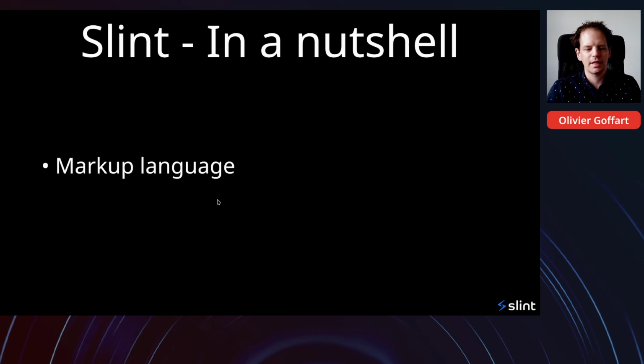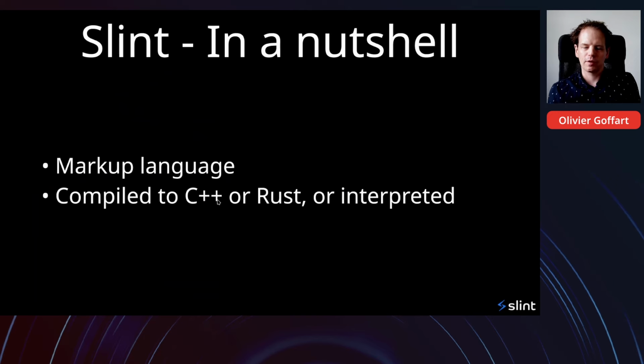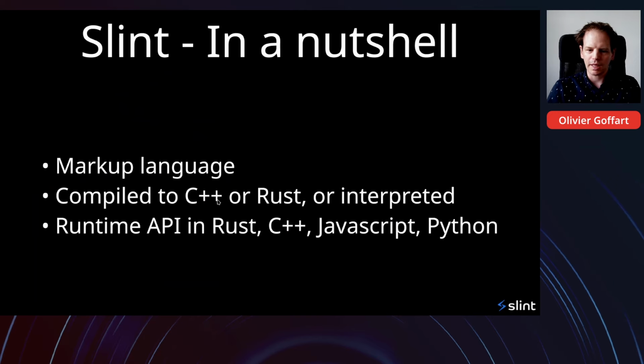In a nutshell, Slint is made out of a markup language. You describe the UI in this markup language, describing all the elements. This markup language is then compiled to C++ or Rust, or it can also be interpreted. The UI is made in this markup language, but all the logic, the programming, is done in an actual programming language, for example Rust, C++, JavaScript, or Python.